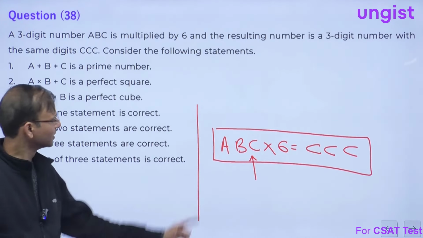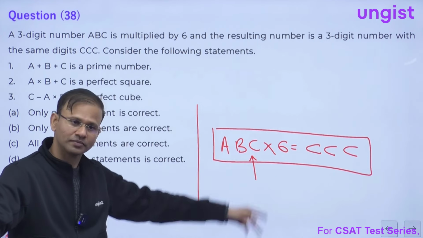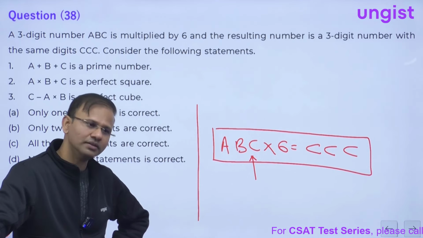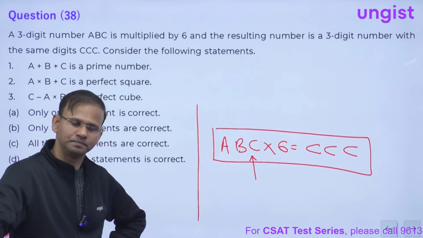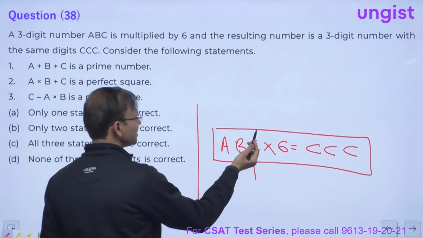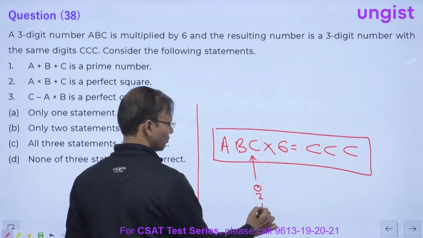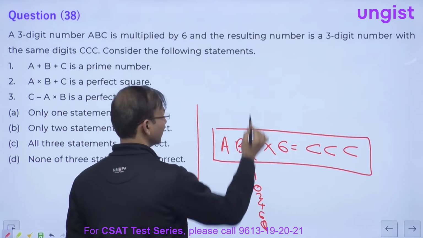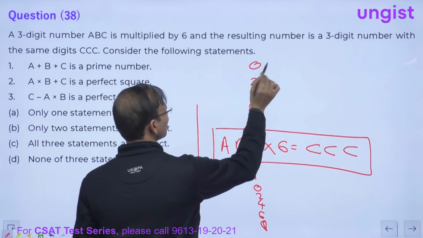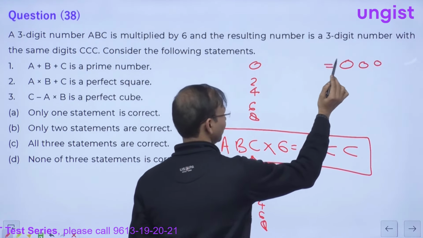Right, everyone? This is another property. It may be utilized in some other question. C must be an even digit. Now guys, C cannot be 0 actually, because even digits are 0, 2, 4, 6, 8, and CCC can't be 0, 0, 0.